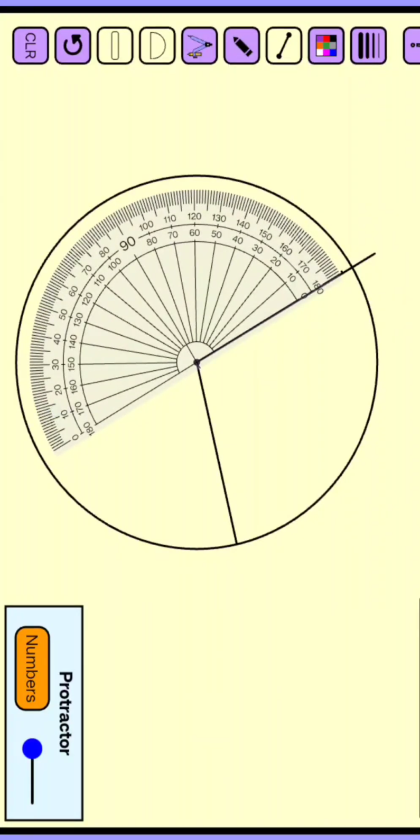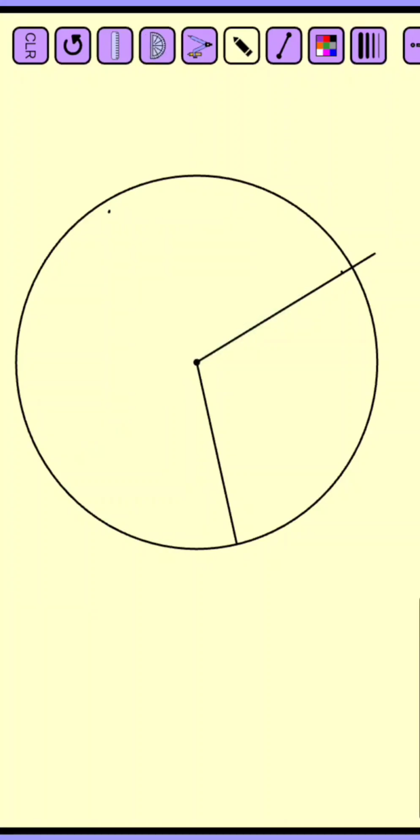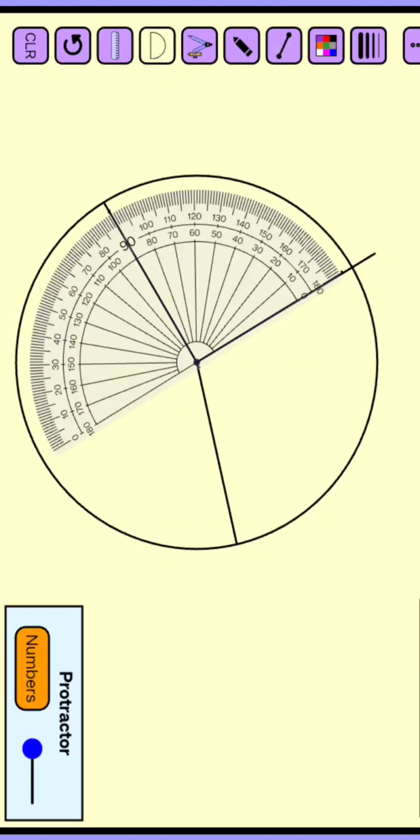Now what is the second angle? The second angle is 90. So again start from 0. Where is 90? Here, exact center. See, I am marking the point 90. So I'll remove this protractor and draw a line from here to 90. Done. Next 72. Again you have to take the protractor.